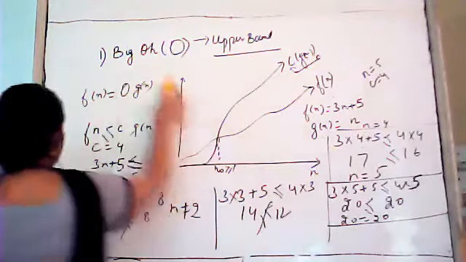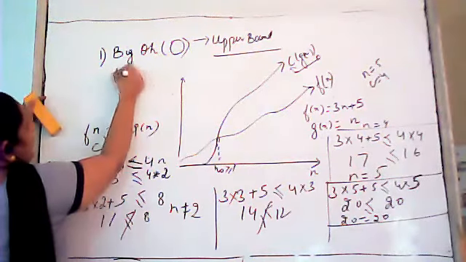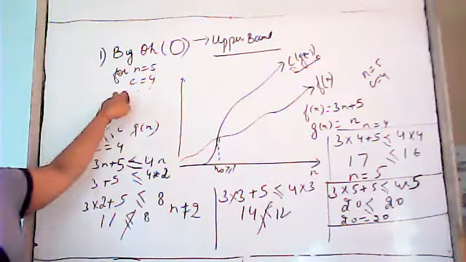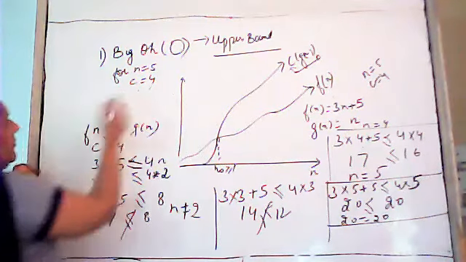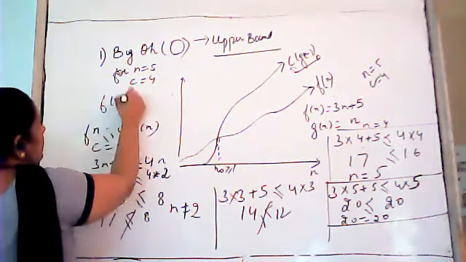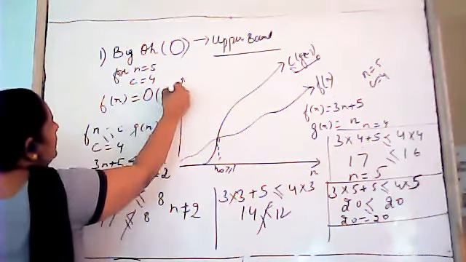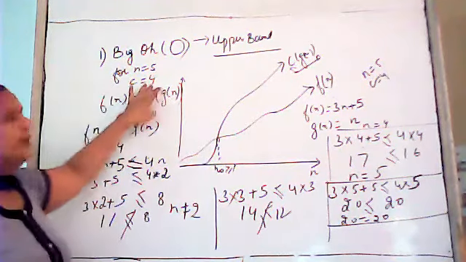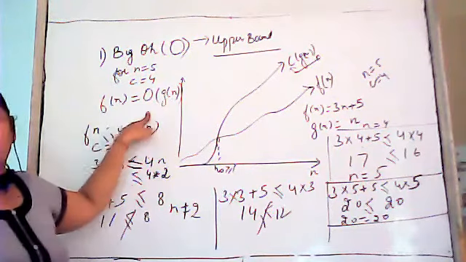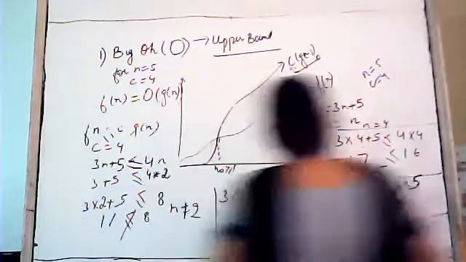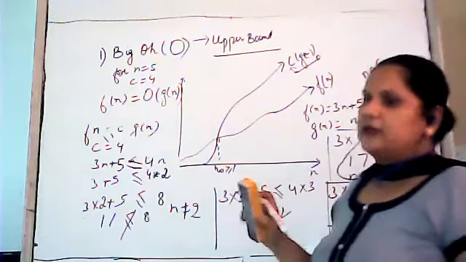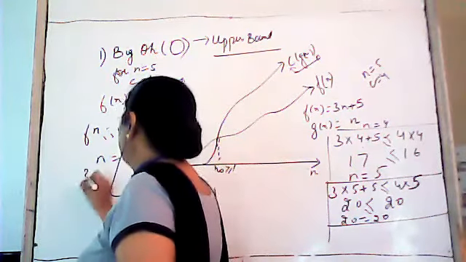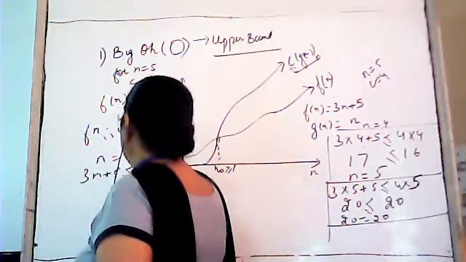I'll write here: for n equal to 5 and c equal to 4, for certain constants n equal to 5 and c equal to 4, f of n is big O of g of n. For inputs greater than 5 and constant value greater than 4, f of n is big O of g of n, and this relation will hold for values greater than n equal to 5. If I write n equal to 6, let us substitute n equal to 6 in 3n plus 5 less than 4n.